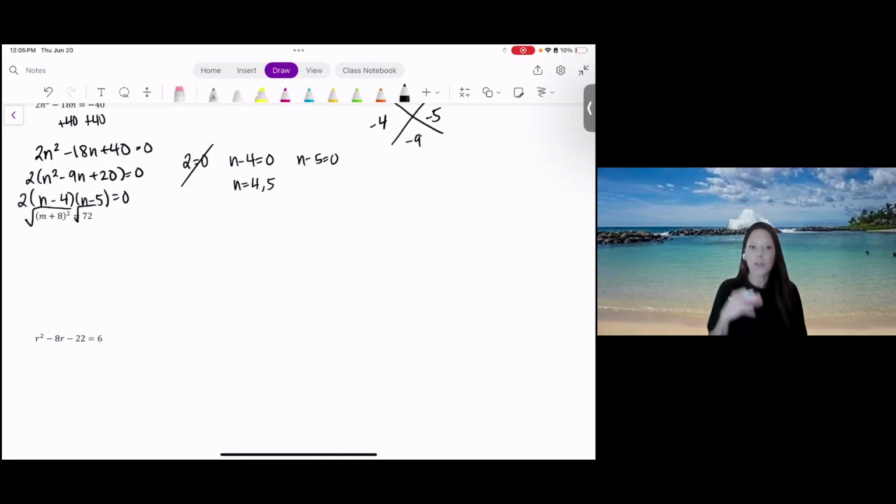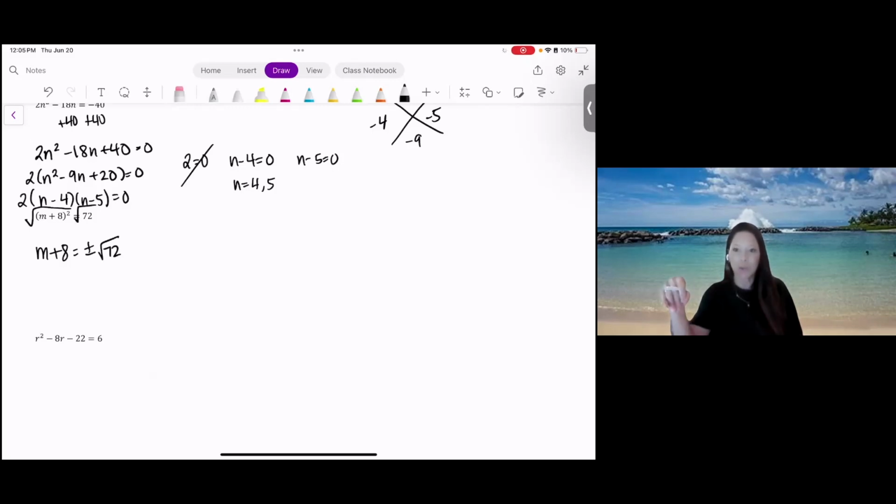The square root of m plus 8 squared is m plus 8. The square root of 72 is plus or minus the square root of 72. Square root 72 has some perfect squares inside of it that I can actually take out. 72 is actually 36 times 2, and the square root of 36 is 6. That's going to simplify. That gives me plus or minus 6 root 2.